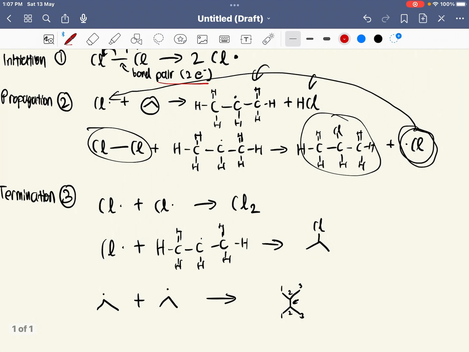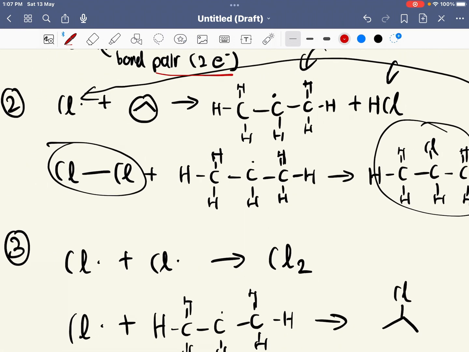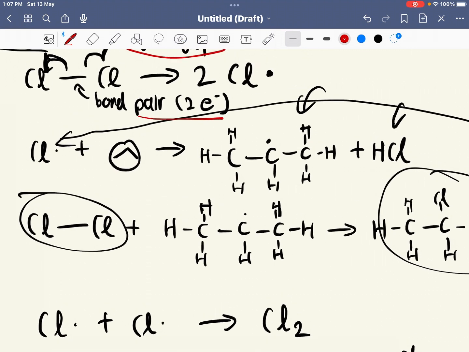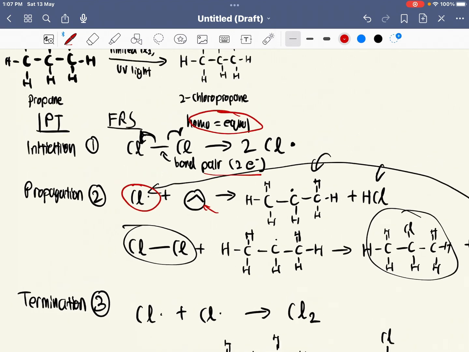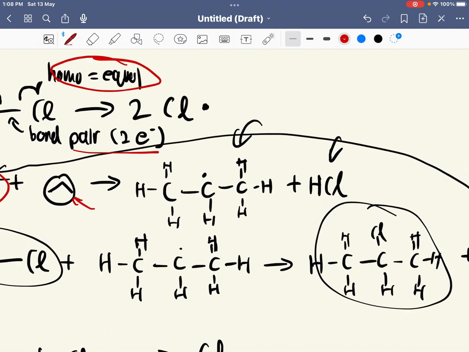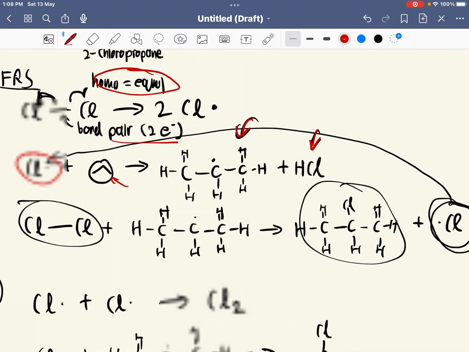Now when we look at propagation, the first thing that happens is that we can see that we created our chlorine radical here. So our chlorine radical will then go ahead and react with an alkane. The alkane that we use here is called propane. So therefore, we're going to create an alkane radical, as well as our hydrogen chloride.